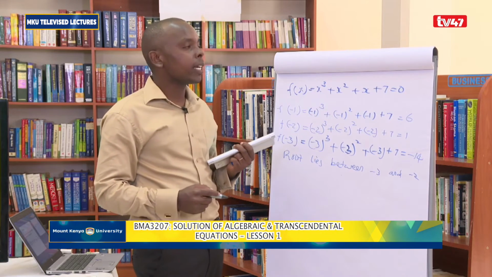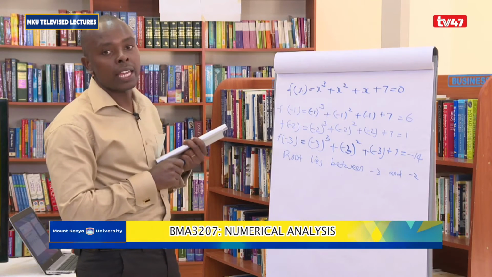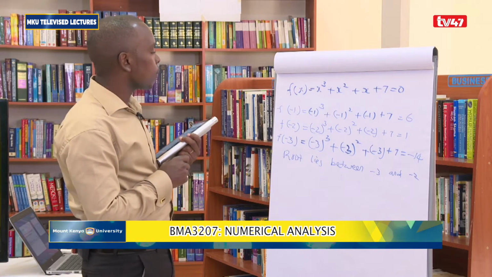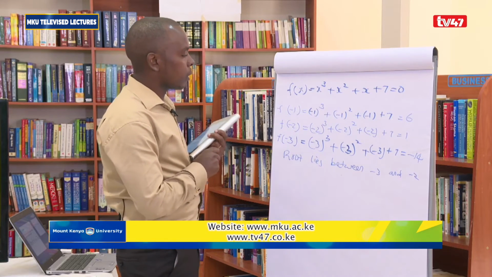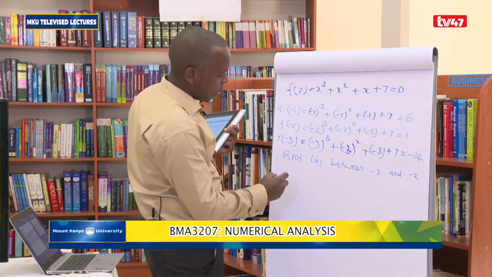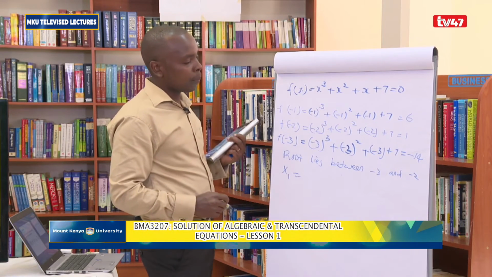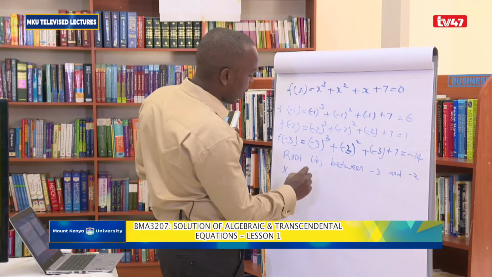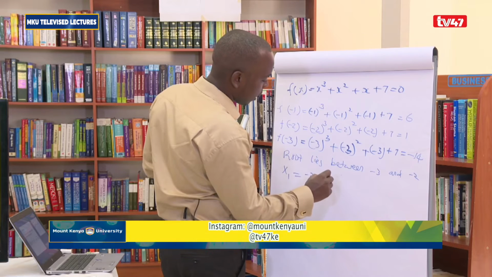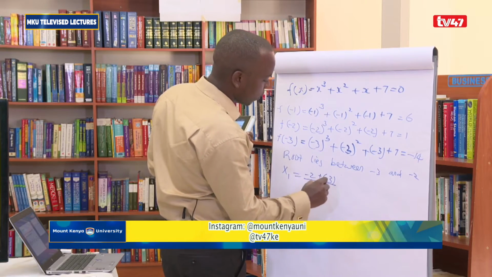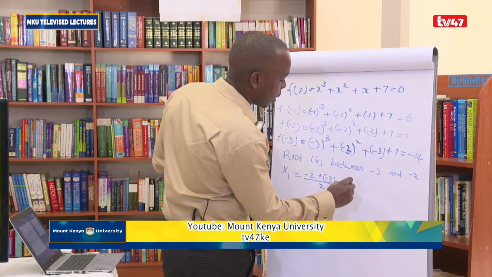So we shall start with the first approximation. The bisection method will aim to reduce the interval of our first two values. So we start with our first approximation, which will be given by -2 plus -3, all over 2. So this will be our first approximation, and this gives us -2.5.